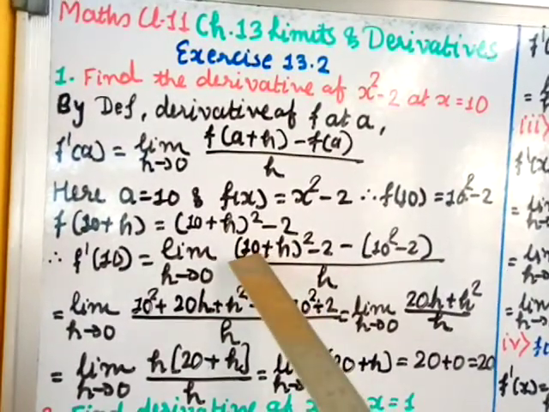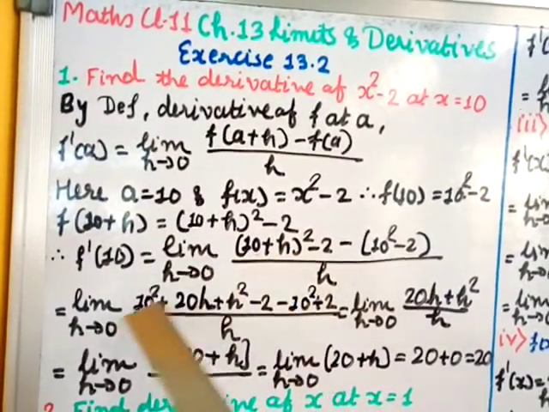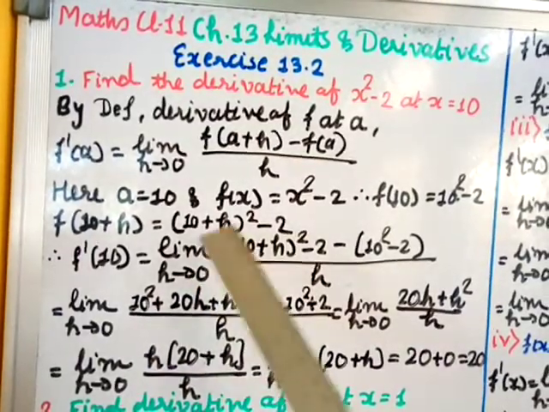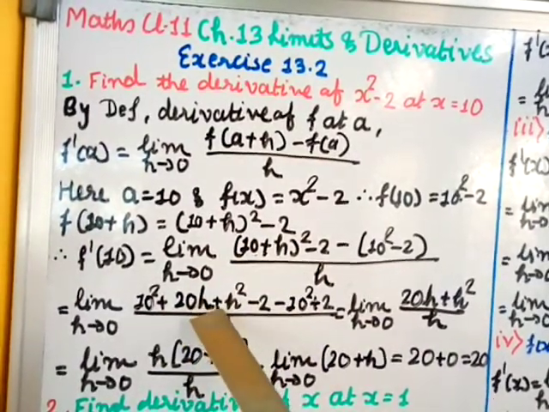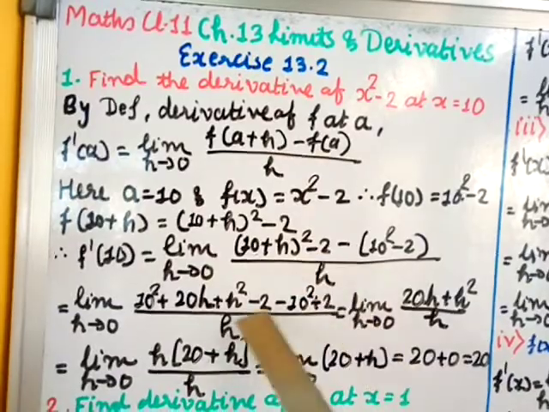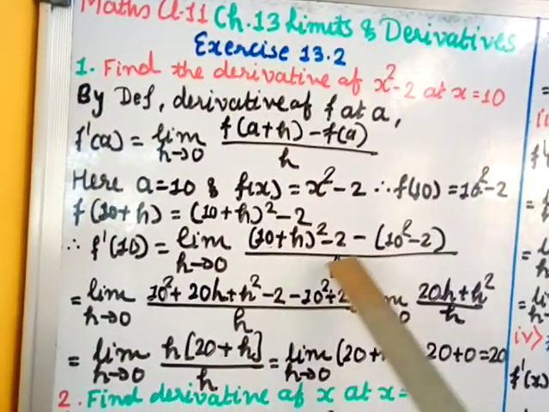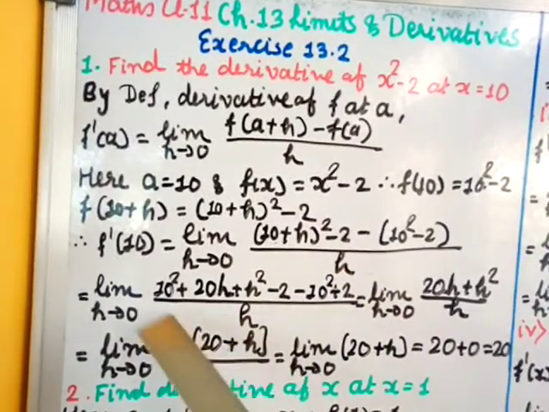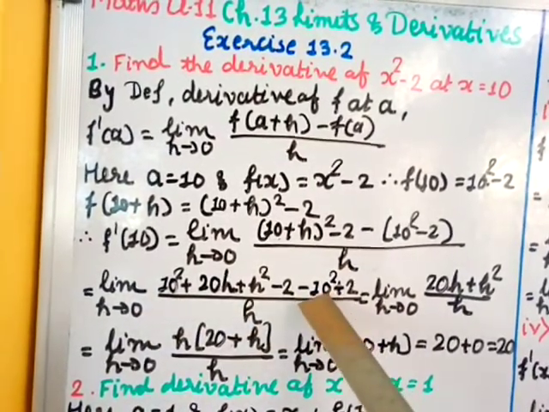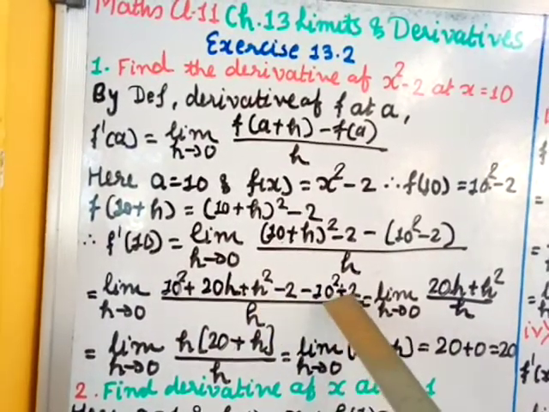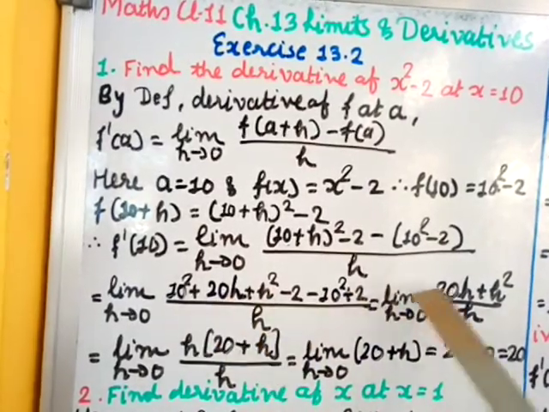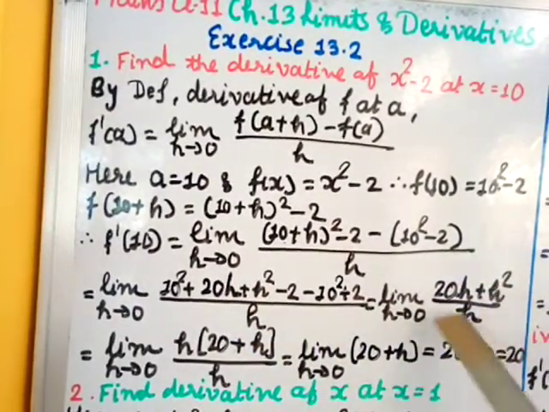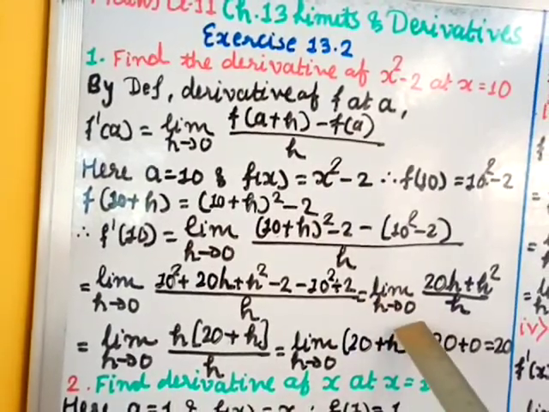Expand using a plus b whole square. So you get here 10 square plus 2 into 10 into h, that is 20h, plus h square minus 2, minus 10 square, open the bracket, so minus and plus 2, divide by h. 10 square minus 10 square cancels, minus 2 plus 2 cancels. So what remains here is 20h plus h square, divided by h, limit h tends to 0.